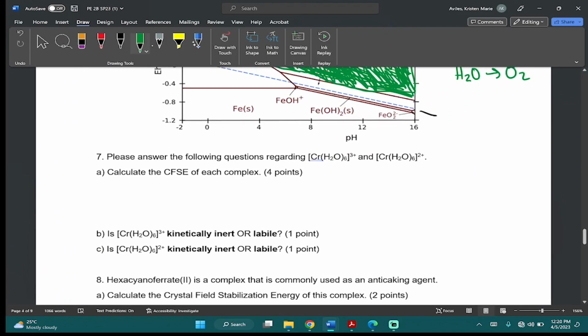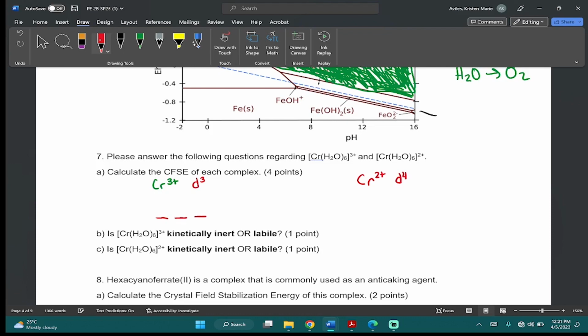Alrighty. They want us to calculate CFSEs of complexes. They're both chromium. Does water have any charge on it? Nah, so we have chromium 3+, and then we also have chromium 2+. So chromium 3+, what d electron count is it? D3, yeah. And then that means chromium 2+ is D4.